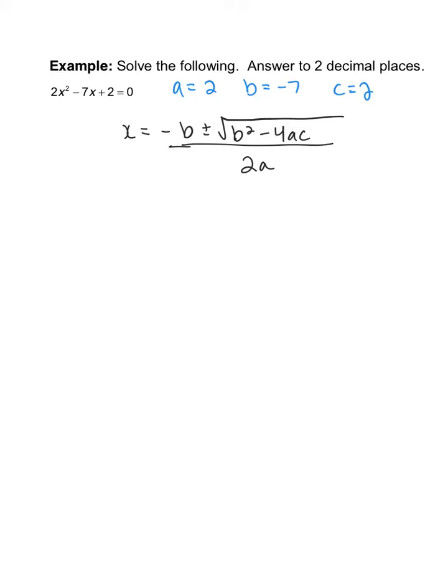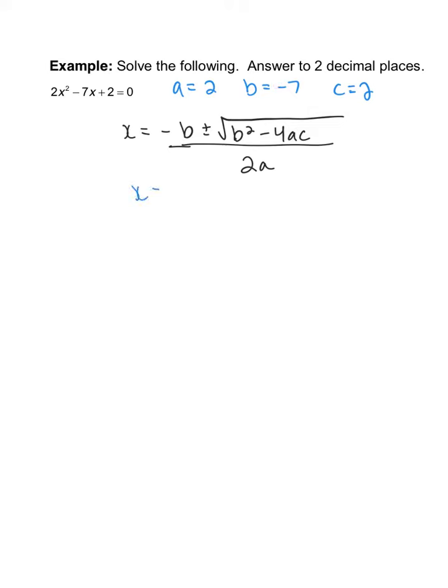So now I'm going to substitute these values into the quadratic formula. The quadratic formula says negative b, which is the opposite of my b value. Here my b value is negative 7, so when I substitute in, I get positive 7. The other way of thinking of it is a negative and a negative become a positive.